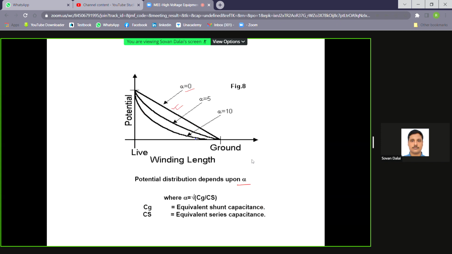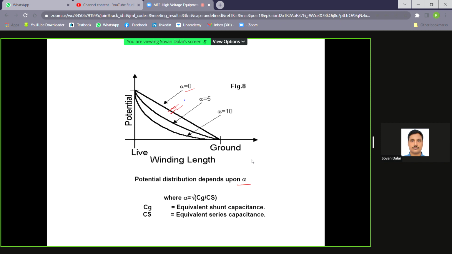So what is our target? Our target is to make the potential distribution more or less uniform throughout the winding length. For that purpose, our target is always to maintain the alpha value close to zero. So this is the designer's target. But in what ways can we improve that alpha value?